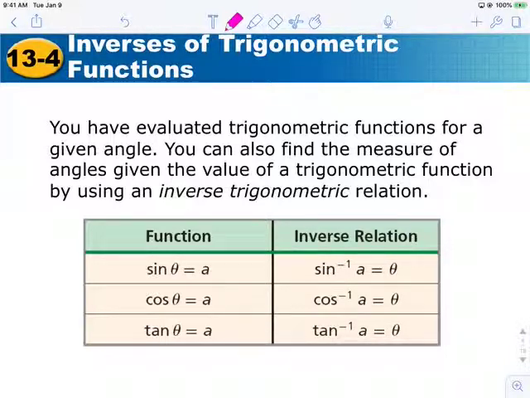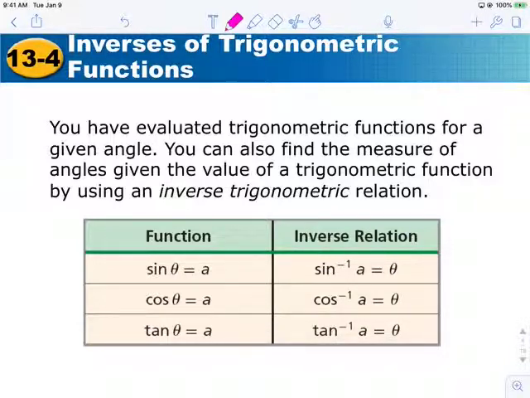X squared? No. So what undoes a cube? A cube root. If you have a square, what undoes a square? Square root. If you have a sine, what undoes a sine? Sine inverse. And yeah, you can call these arc. This is arc sine, arc cosine, arc tangent. So that's good language.